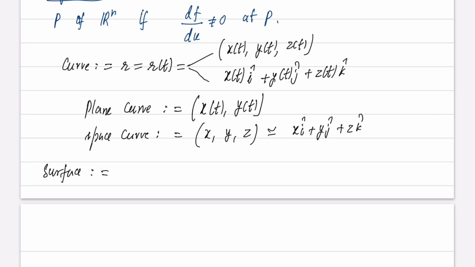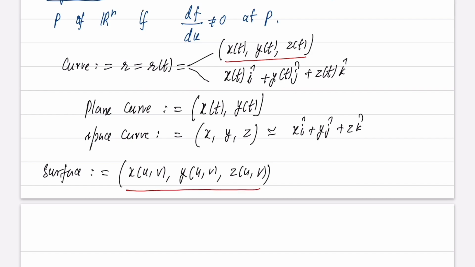Now surfaces will usually be represented in this way. The first coordinate will be x of u, v, the second coordinate y of u, v, and the third coordinate z of u, v, which will be a surface in R3. Now here the difference between a space curve and a surface in terms of notation is that a space curve will be represented with three coordinates, but each coordinate is a function of a single variable t. However, a surface, when represented in this coordinate system in R3, has each coordinate as a function of two variables.